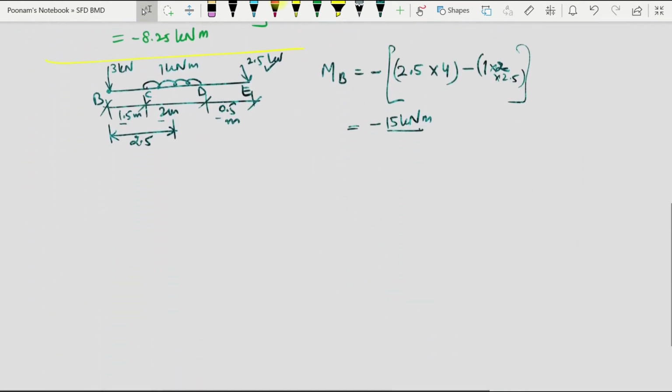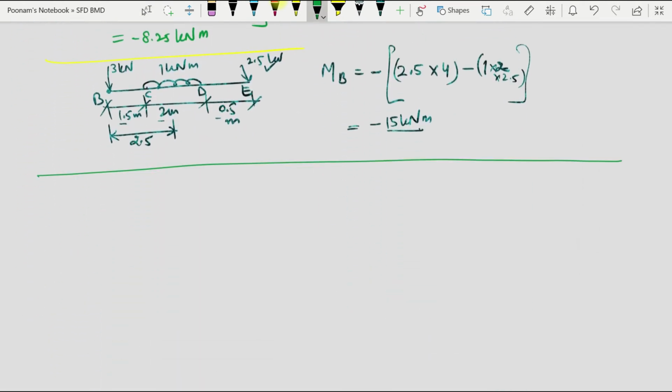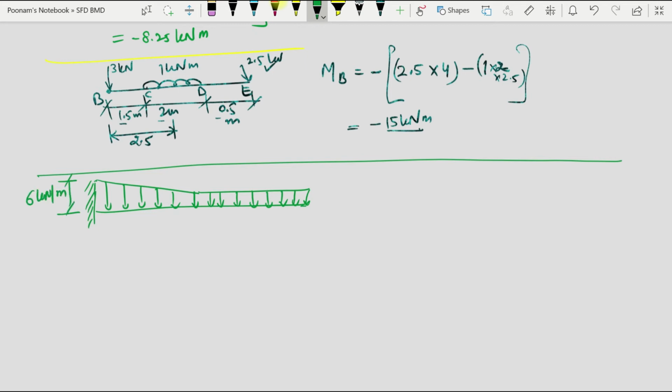Let us solve one more problem. Here we'll be dealing with a uniformly varying load. So this is the cantilever, and you can see that it is subjected to triangular loading here, like this. This height is 6 kilonewton per meter intensity of loading here, and the intensity of loading here is this. A, B and C are the three points.